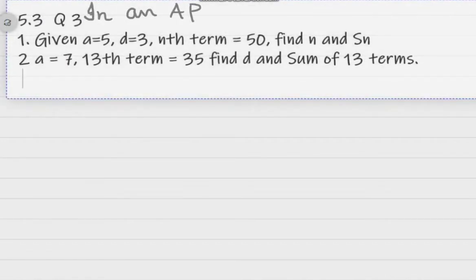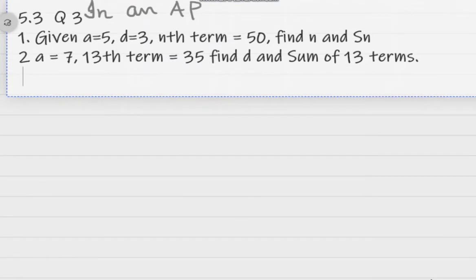We shall be solving question number 3 of exercise 5.3 from your NCERT book. Okay. Now what is question number 3? Let's see what is given. In an AP, given a is equal to 5, d is equal to 3, nth term, that is Tn, is equal to 50. Find n and Sn. Now we have to find out the number of terms as well as Sn, the sum of n terms.